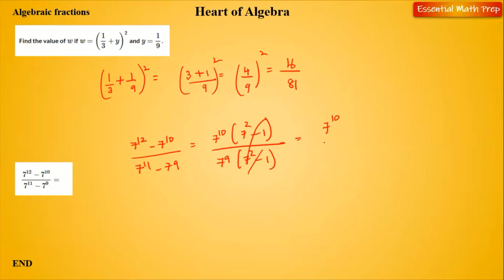7 to the power 10 over 7 to the power 9. We know it's 7, but I want to show you how you could do the problem because there's a math behind it. So it's 7 to the 10 times 7 to the negative 9. So 7 to the 10 minus 9 equals 7 to the 1. So 7. Let's write it this way.